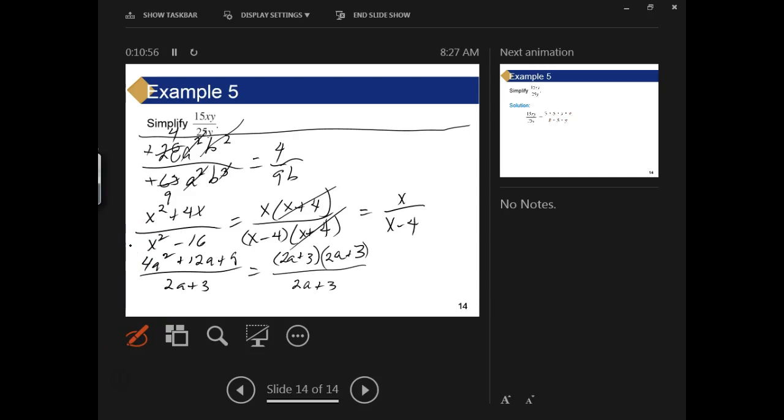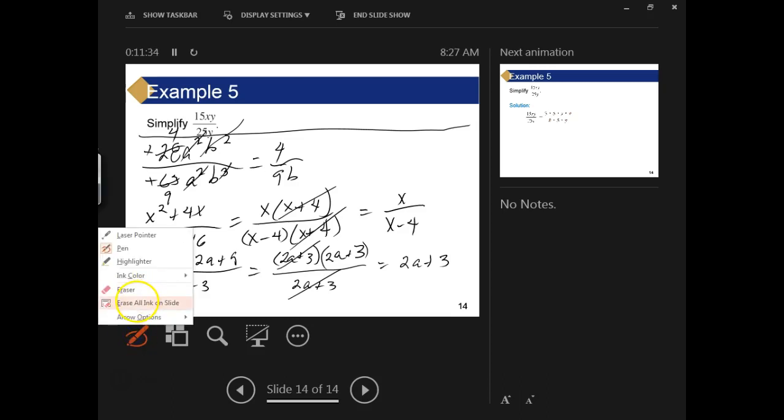Okay. Let's see if it works. Don't ever just factor and then go check. 2a times 2a is 4a squared. 2a times 3 is 6a. Plus 6a is 12a. Plus 9. Got it. Now what can we do? Divide out one of the 2a plus 3's, and that leaves you a 2a plus 3, and that should be your answer. Yes, it is. Any questions? Okay.